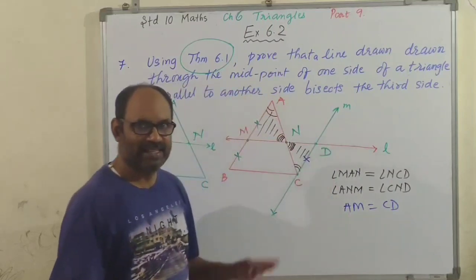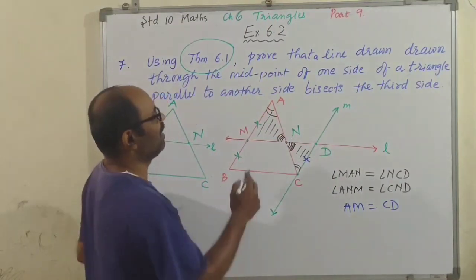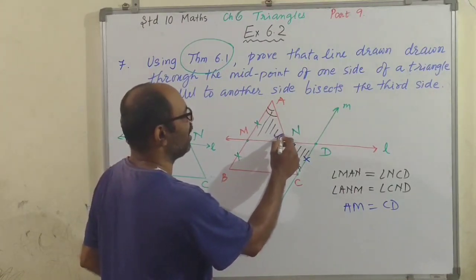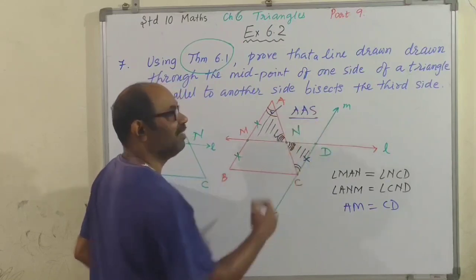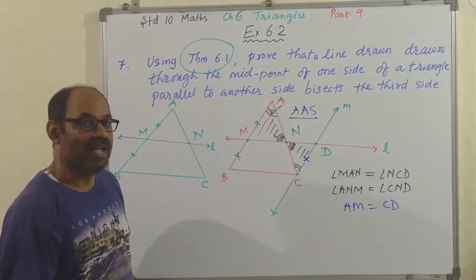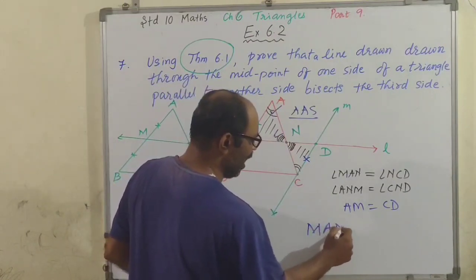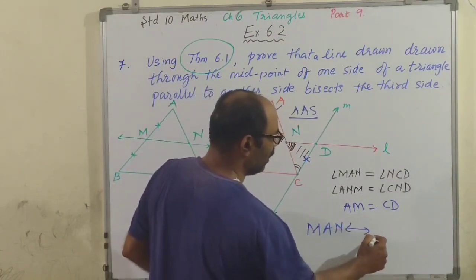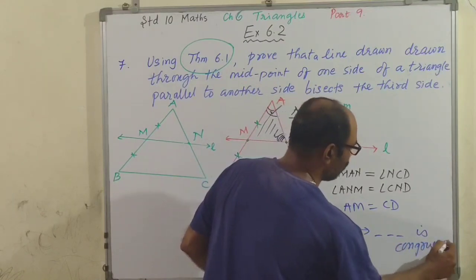I'm not going into detail. This is a 9th standard proof. Okay? So, which condition is satisfied? Angle, side, yeah, this condition. So, by angle, side, correspondence. Let's see, triangle MAN corresponds to dash, is congruent.